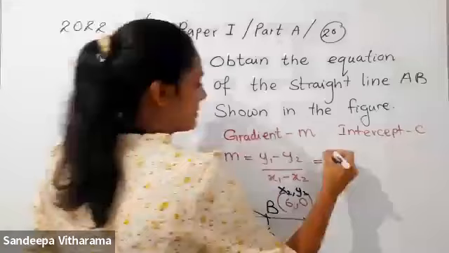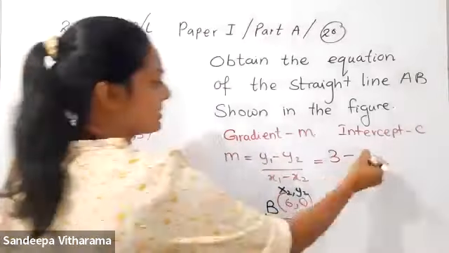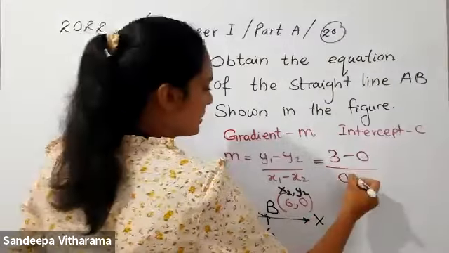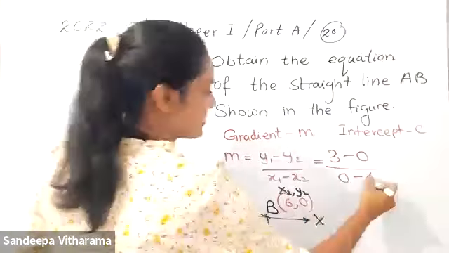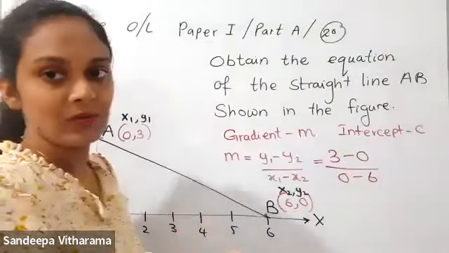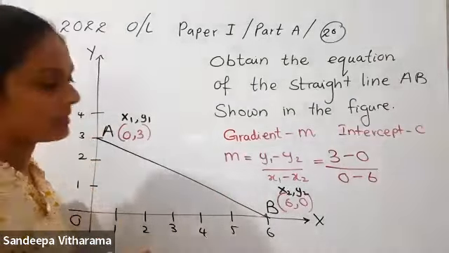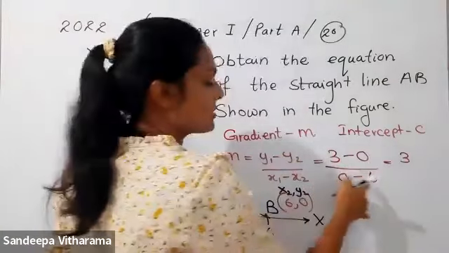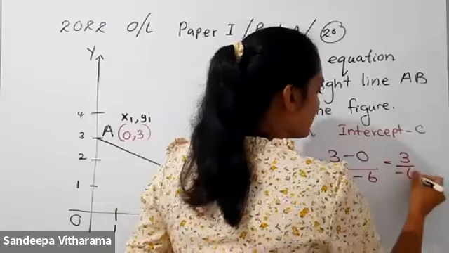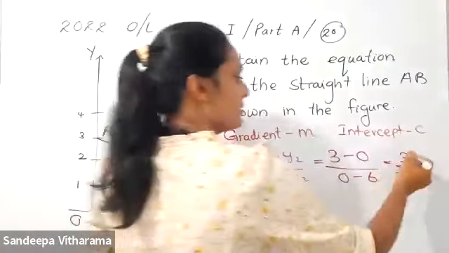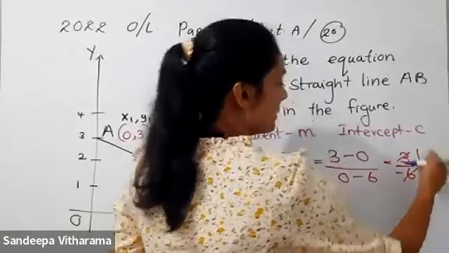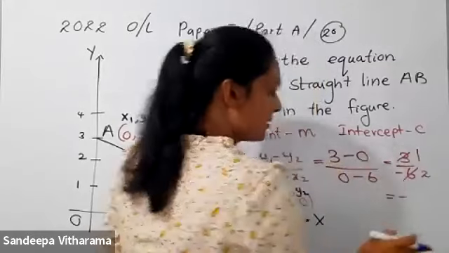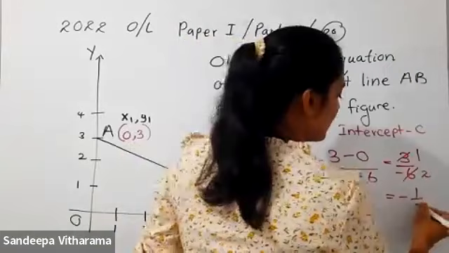y1 is 3, subtract y2 is 0, divided by x1 is 0, subtract x2 is 6, okay? If any of you just change this, then you will get different answers. Then 3 subtract 0, it is 3, 0 subtract 6, it is minus 6. Then 3 divided by 3 is 1, 6 divided by 3 is 2. Then it is minus 1 over 2, which is minus 0.5. You can just keep the answer as a fraction.